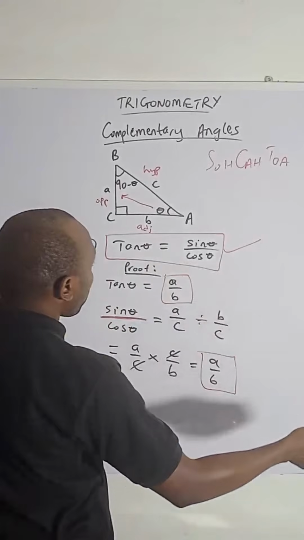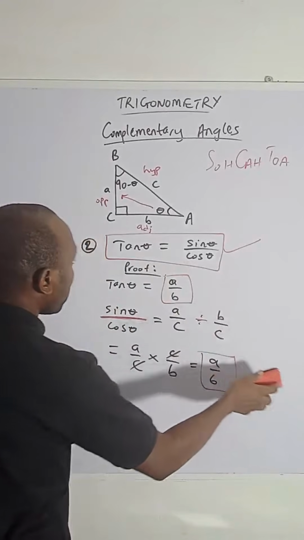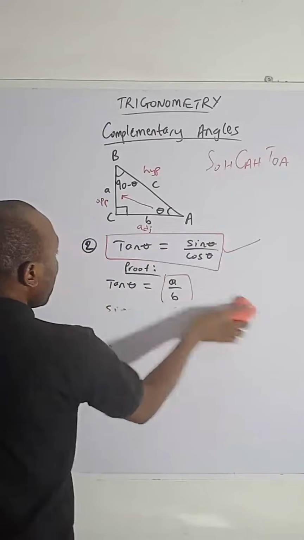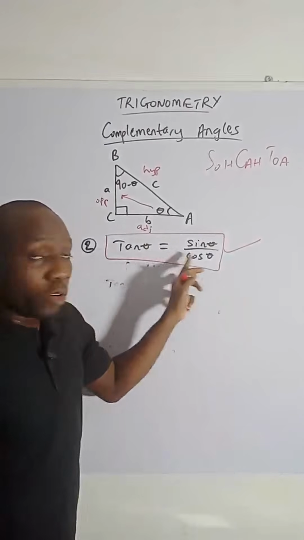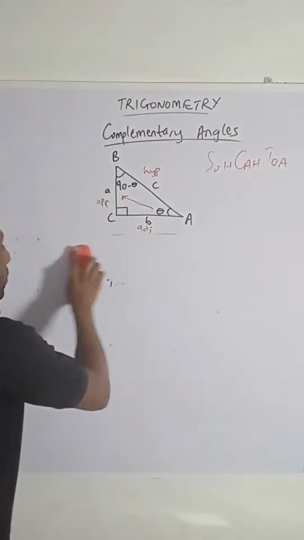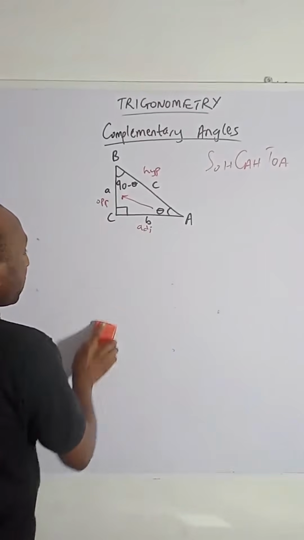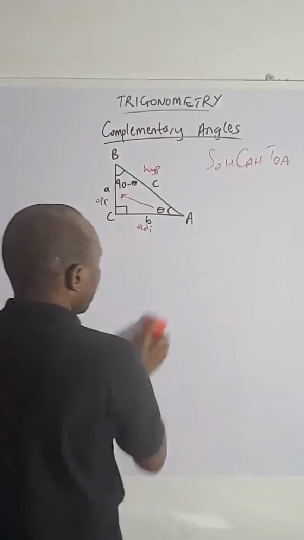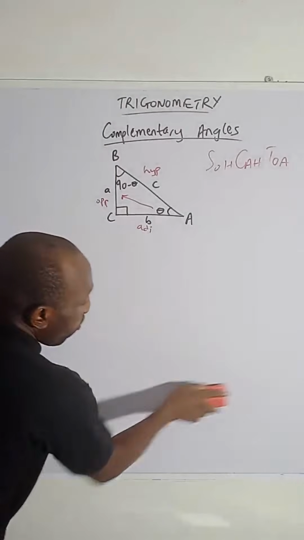Okay, let us move on. Let's move on. So please don't forget that tan theta is equal to sine theta over cos theta. Don't forget this, okay? Moving on.